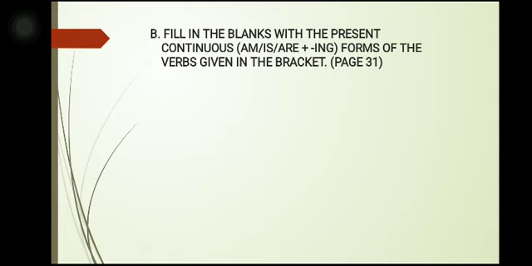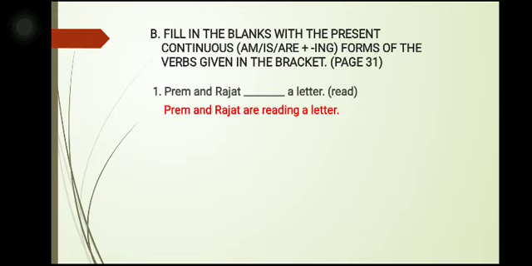So let us move to the second exercise, which is on page 31, wherein we have to fill in the blanks with the present continuous forms of the verbs given in the bracket. First one, Prem and Rajat dash a letter. Now Prem and Rajat are two people. So what shall we use? Are. Yes. Plus read plus ing. So it would be Prem and Rajat are reading a letter. Very good.